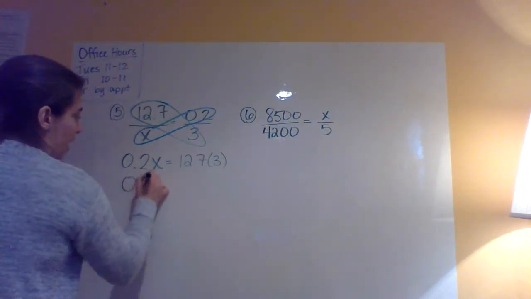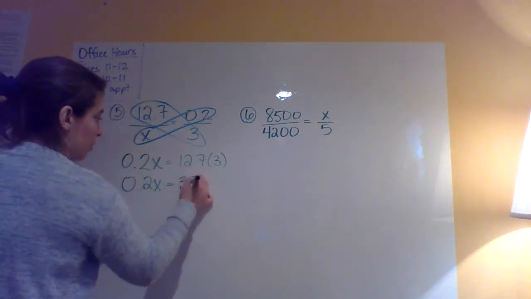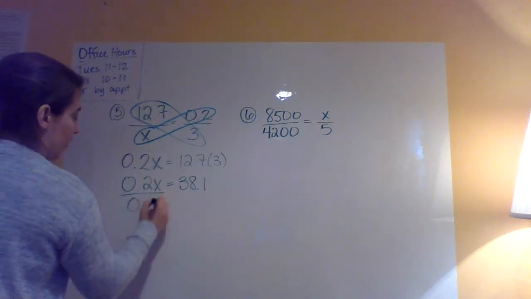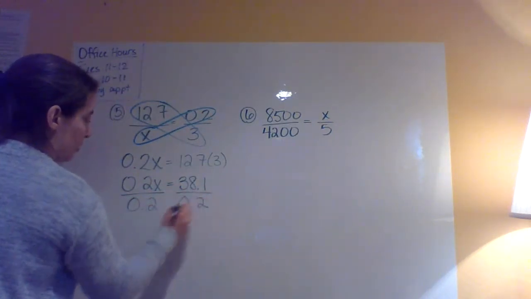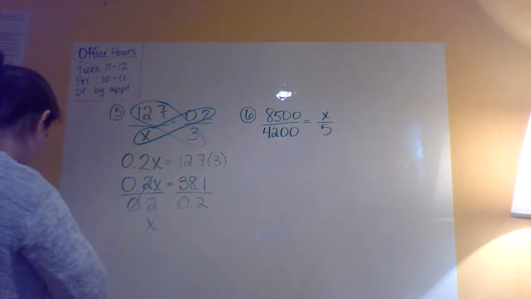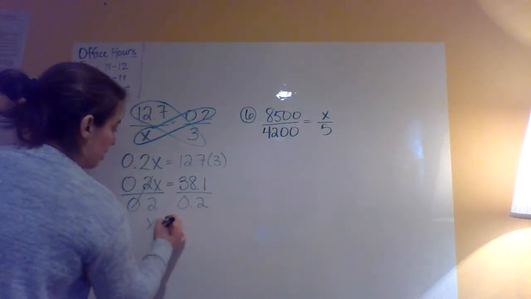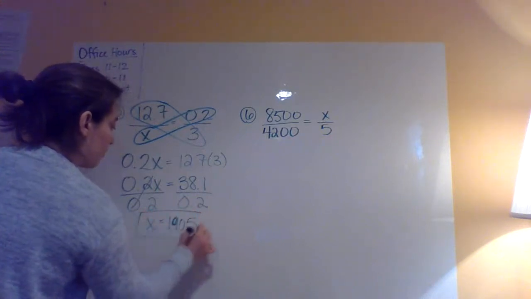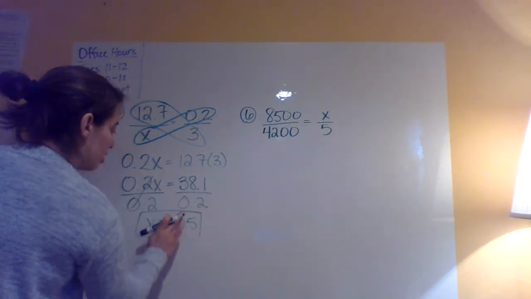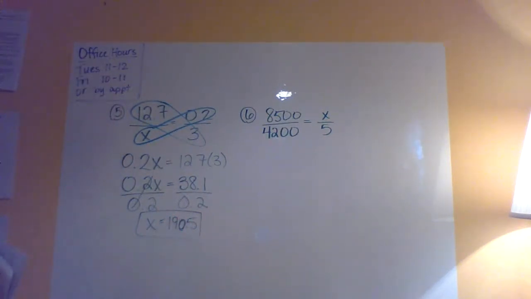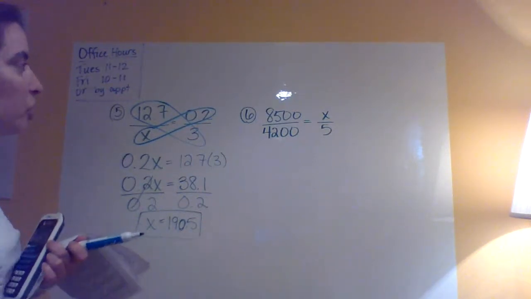When I multiply that, I get 38.1. I want to get x by itself, so I'm going to divide both sides by that 2/10. And then x is going to be 190.5. 190 and 5/10. Okay, there's no context here. It's just sort of a problem with numbers, no word problem behind it, so we don't know what the unit is on that. All right, number 6 has larger numbers, but don't let that scare you.